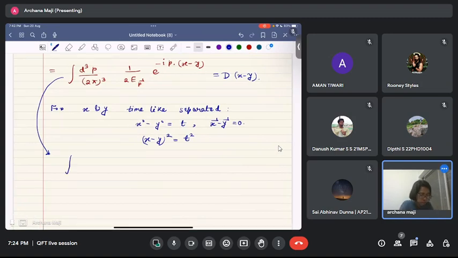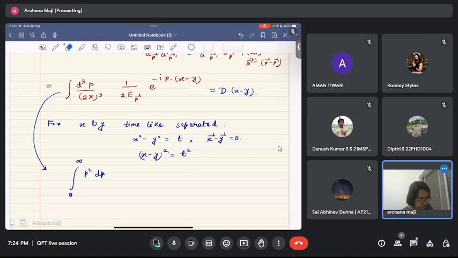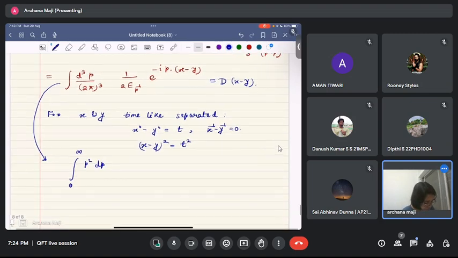So this is a d^3p. This is a 3-dimensional integral. So you all know how to write that down. So this is p^2 dp, limit 0 to infinity. In Cartesian it's minus infinity to plus infinity, but we are writing in polar.